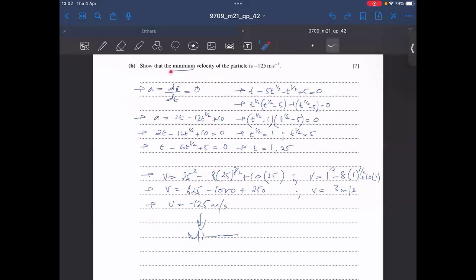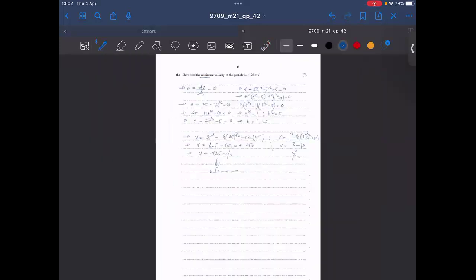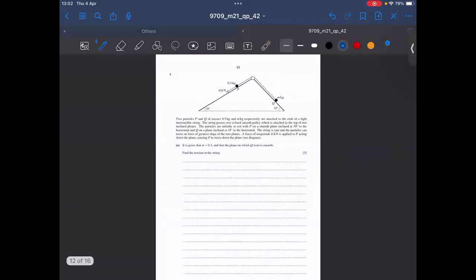Because we need to state the minimum one. So this is going to be minimum, and we have shown it. They have asked us to show that, so we have shown it. So this must be the maximum. So we need to ignore this. All right. Is it clear to all of you or not? Yes. All right. Next question.